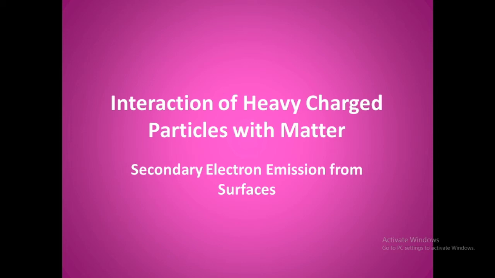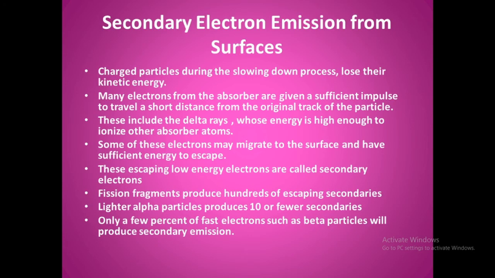Dear students, we were discussing the interaction of heavy charged particles with matter, and today we are going to discuss secondary electron emission from surfaces. So when a charged particle passes through matter, its kinetic energy decreases and it gets slowed down.